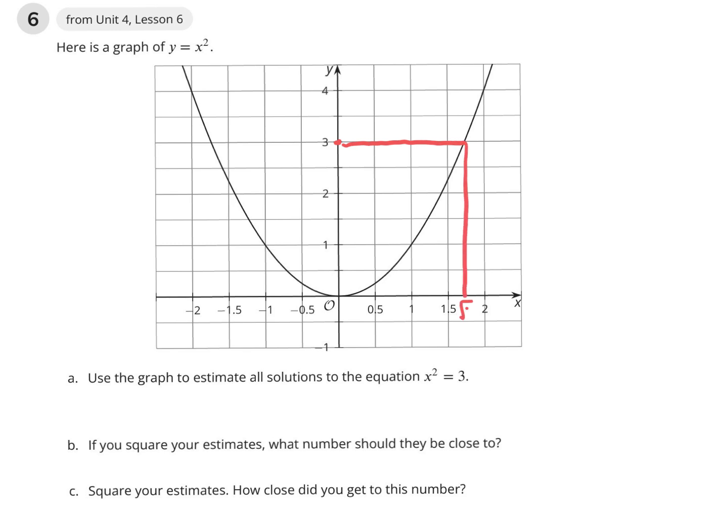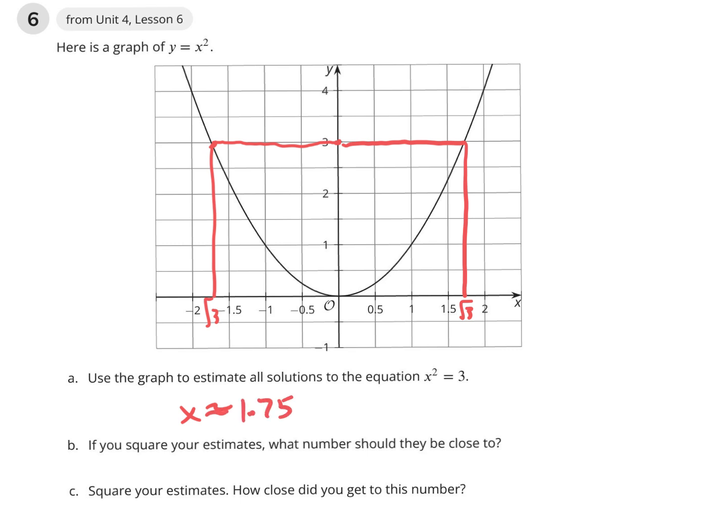So the square root of 3 is in between 1.5 and 2. But also, if you go this way, you also hit the graph, and the square root of 3 is in between -2 and -1.5. So what's halfway between 1.5 and 2? About 1.75. So x is approximately 1.75.